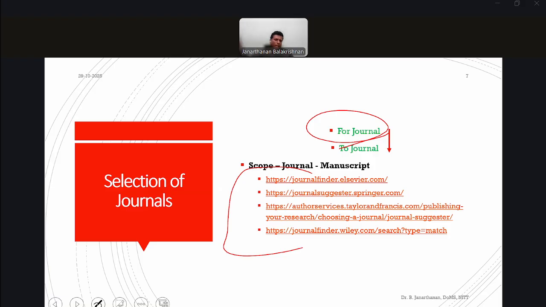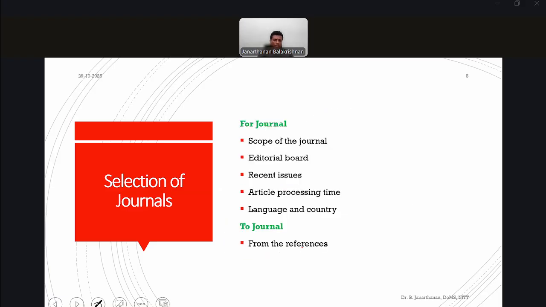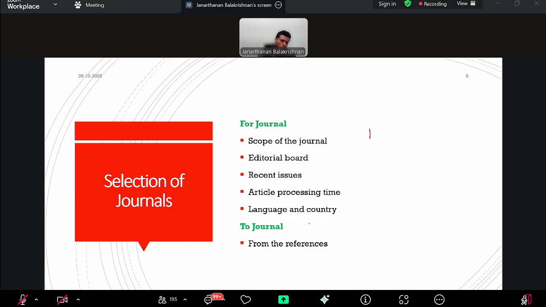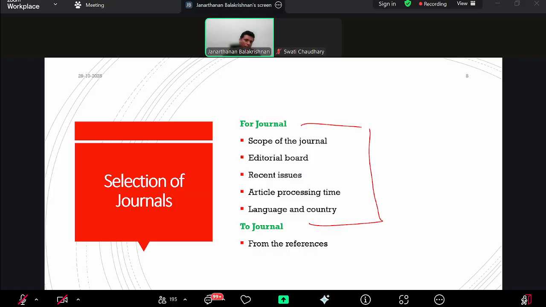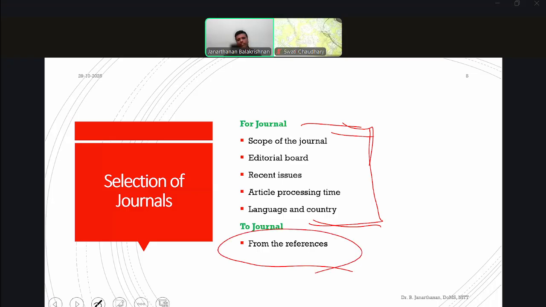You can copy paste your abstract and you can find the apt journal for it. Okay. So for the journal, I told you, based on the scope of the journal, the editorial board, the recent issue, the article processing time, the language and country, you choose the journal and write a paper for it. Through the journal, you choose from the references mostly.